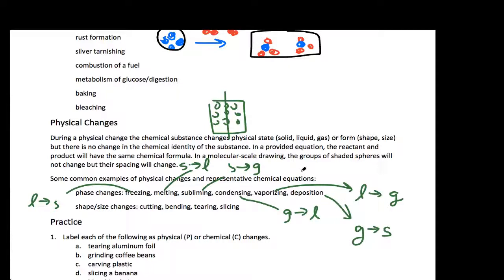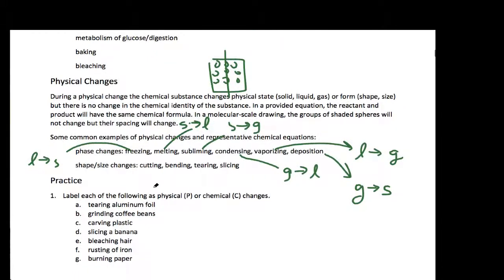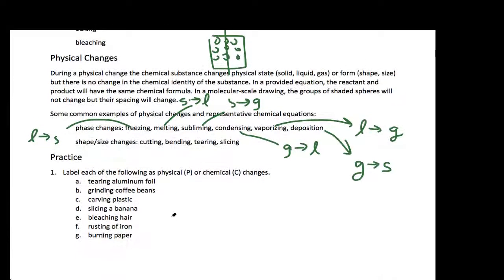So these are all different changes. Notice that 3 of these are the opposite of the other 3. So sublimation, solid to gas, is the opposite of deposition, gas to solid. Vaporizing something, liquid to gas, is the opposite of condensation, gas to liquid. And melting something is the opposite of freezing it. All right, so here's some practice problems right here for you to try. Go ahead and pause the video, give it a try, and then we'll go over the answers.